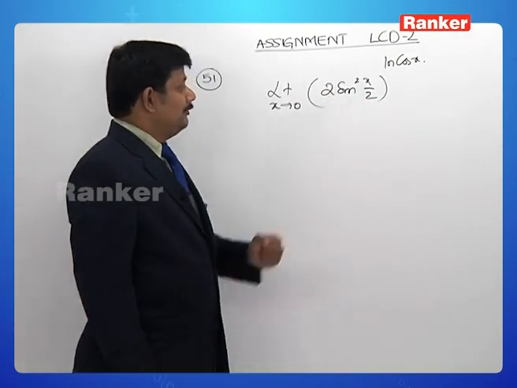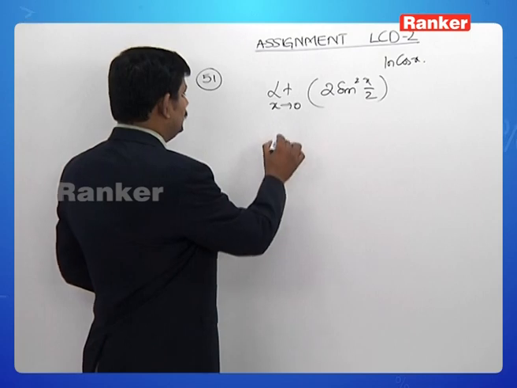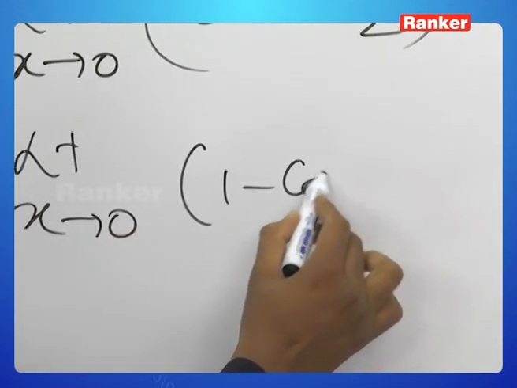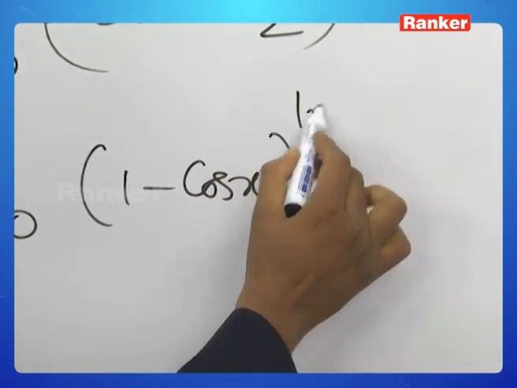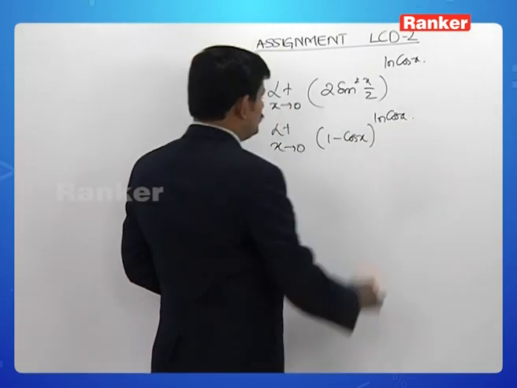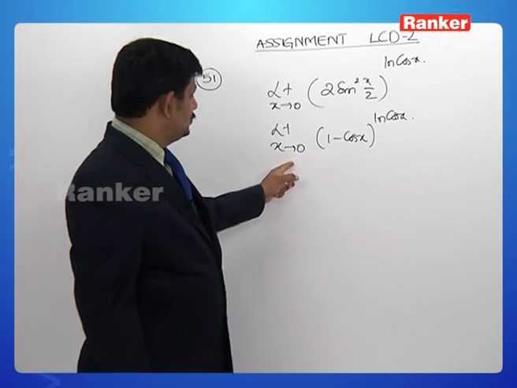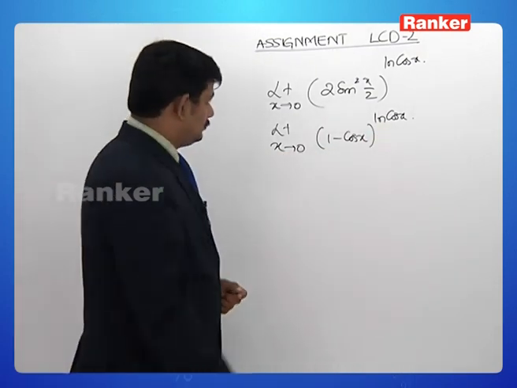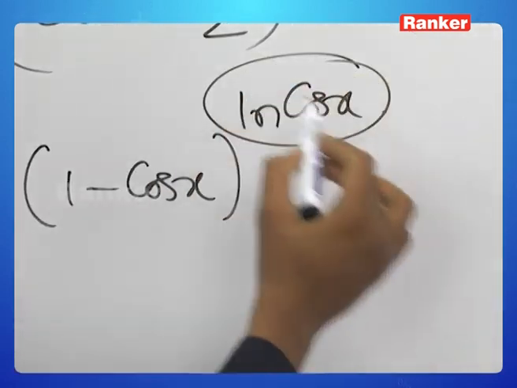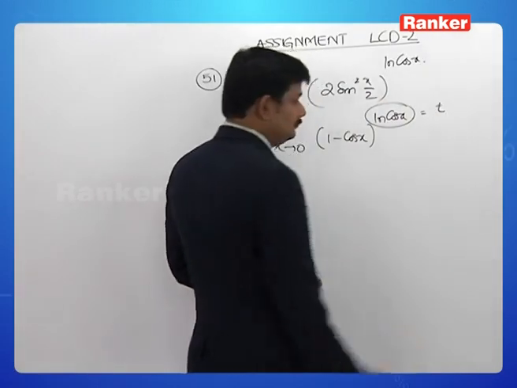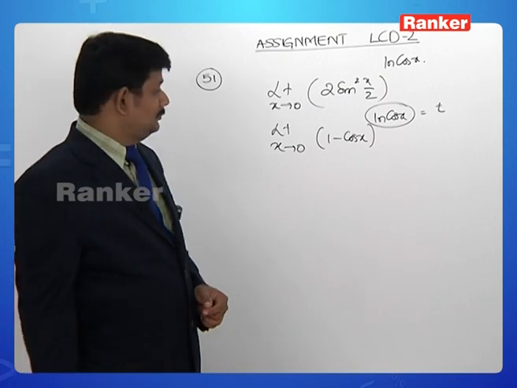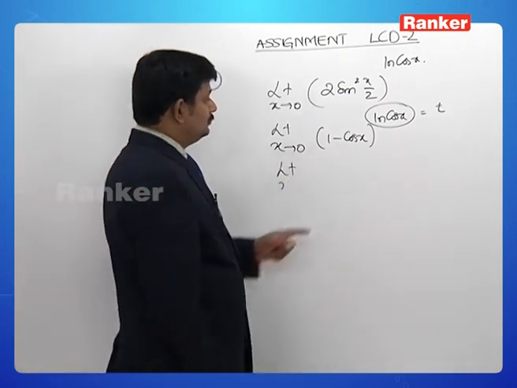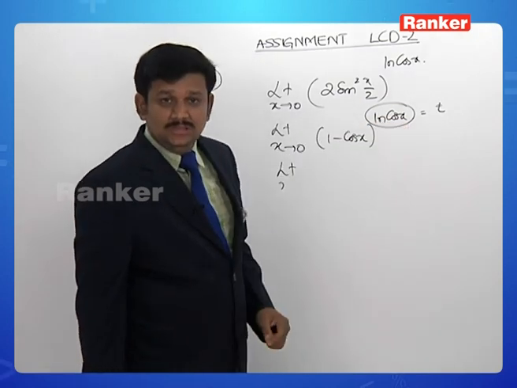Now, whenever we see 2 sin square x by 2, we can recollect it as 1 minus cos x. So, this limit is limit x tending to 0, (1 minus cos x) whole power log cos x. Let me call log cos x as some t. As x tends to 0, log cos x, which is t, tends to 0.